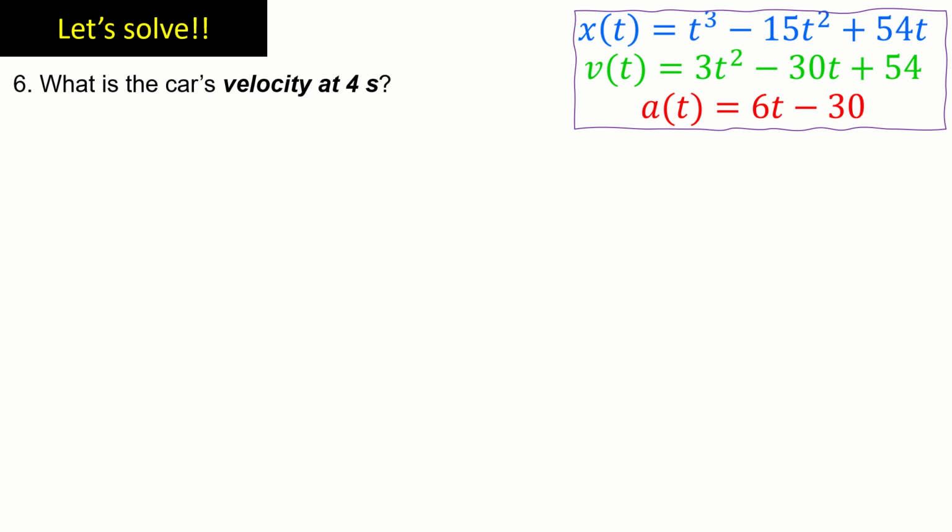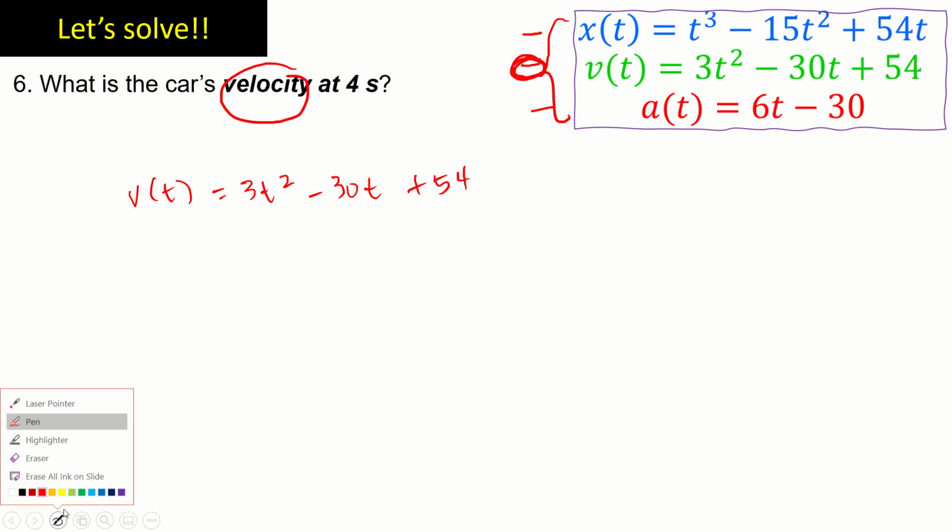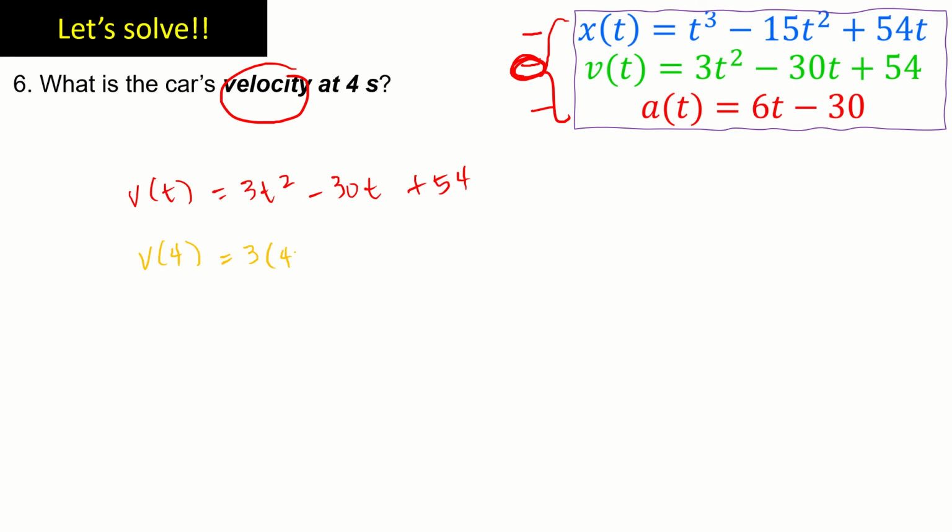Number 6, what is the car's velocity at 4 seconds? So, same thing that we're going to do. Let's first look into the functions. Alin dyan yung mag-show sa iyo ng velocity at 4 seconds? Is it the position, the velocity, or acceleration? Obviously, your velocity function. So, v of t is equal to 3t squared minus 30t plus 54. So, if we try to input the values, v of 4, 3 times 4 squared minus 30 times 4 plus 54, you should be getting a value of negative 18 meters per second.